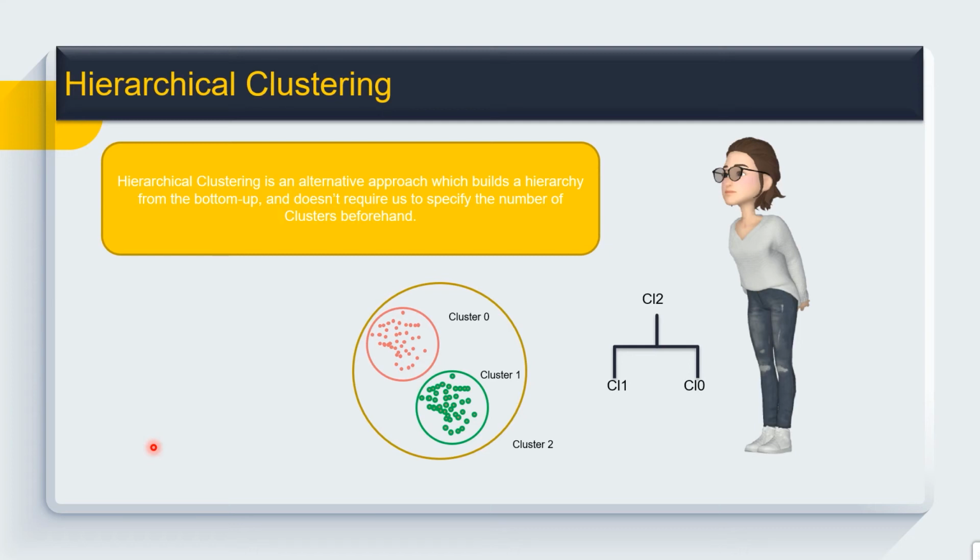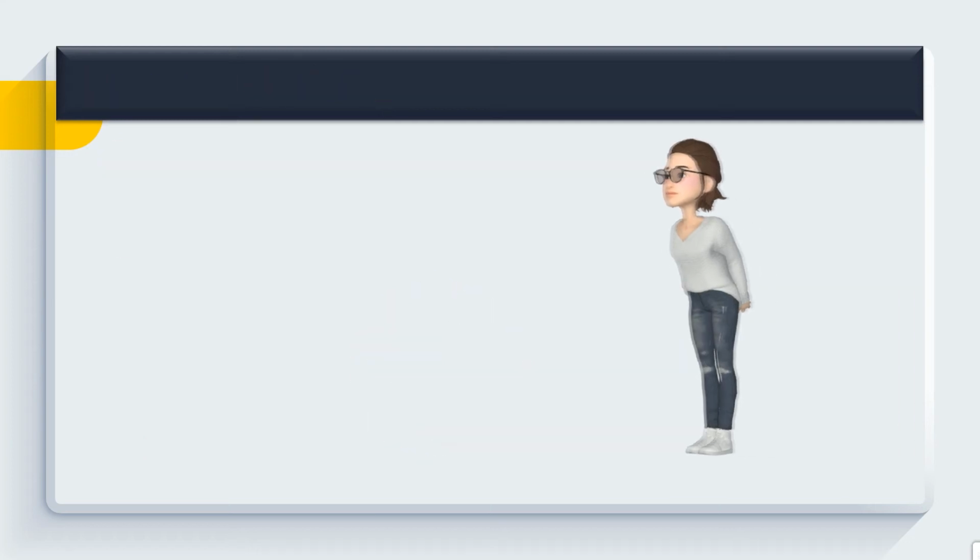Now there are two types of hierarchical clustering. One is agglomerative clustering and the other one is divisive clustering. Agglomerative clustering builds the dendrogram from the bottom level, while divisive clustering starts with all the data points in one cluster, the root cluster.